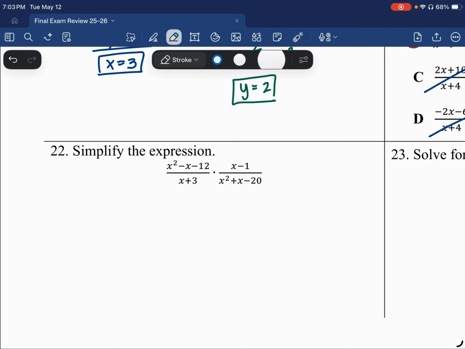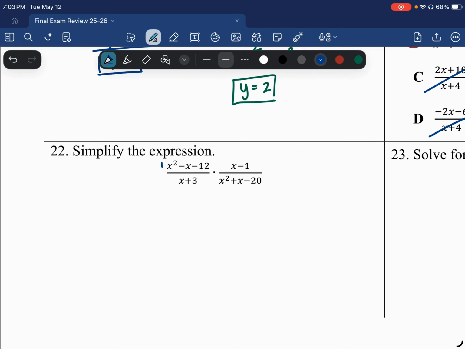22. Simplify the expression. So in order to multiply rationals, which are just fractions, we need to make sure that everything is factored. So we're going to factor the first numerator here, and that's a trinomial. So we're going to factor with our AC method. So A times C is negative 12, and then B is negative 1. So we need two numbers that multiply to negative 12, but also add to negative 1. Those numbers are going to be negative 4 and 3.